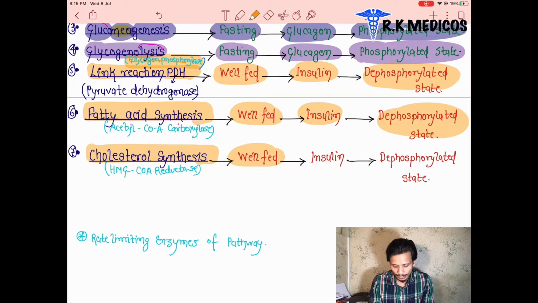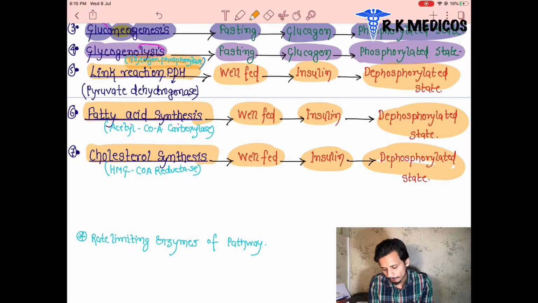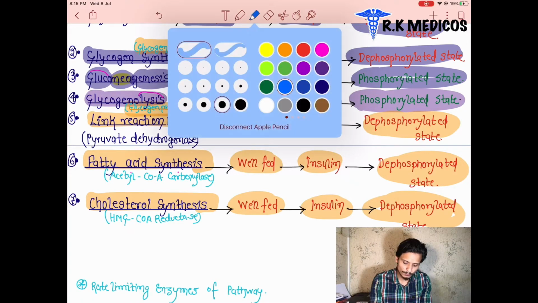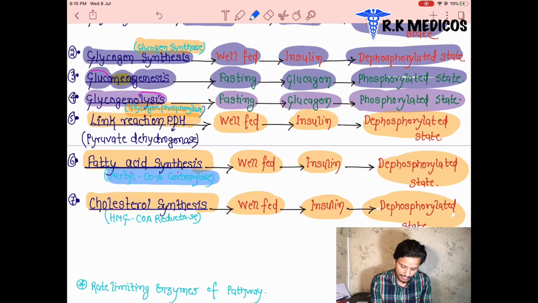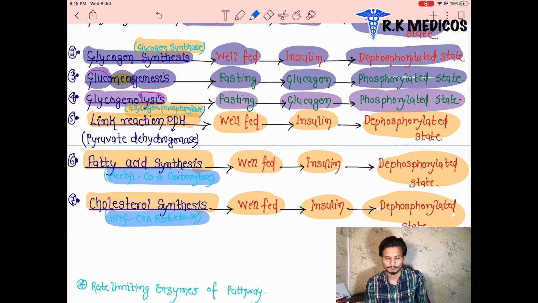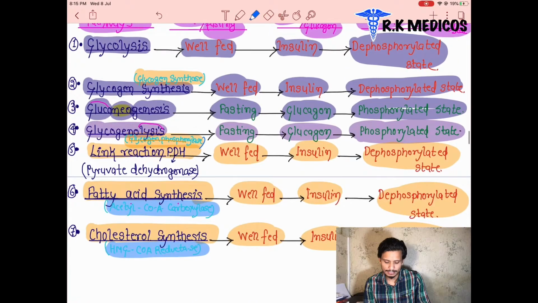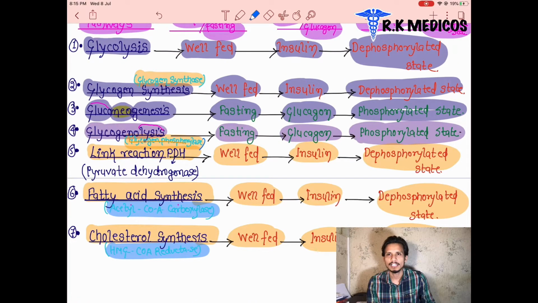For now, it happens in the well-fed state also, and the hormone is insulin, and what it does is dephosphorylation of these enzymes. And we can see the main enzymes: for fatty acid synthesis, acetyl CoA carboxylase here, and for cholesterol synthesis, HMG CoA reductase here. So these are the two enzymes responsible for two different metabolic pathways. So this is all about the pathways. We are discussing them here.